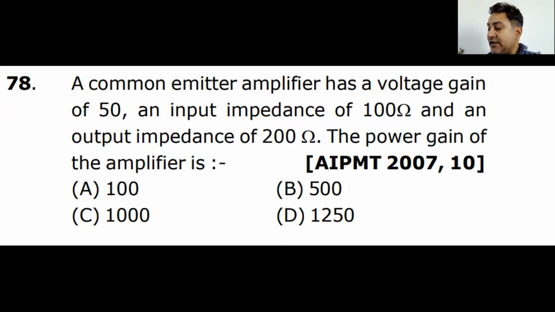A common emitter amplifier has a voltage gain of 50 and input impedance. Impedance is nothing but resistance. We will study impedance in AC, and that is the next topic that we are going to do. Don't worry about that. We will cover it. The input resistance for now is 100. Output resistance is 200. Can you now tell me the value of power gain and get 10 marks and stay happy always?